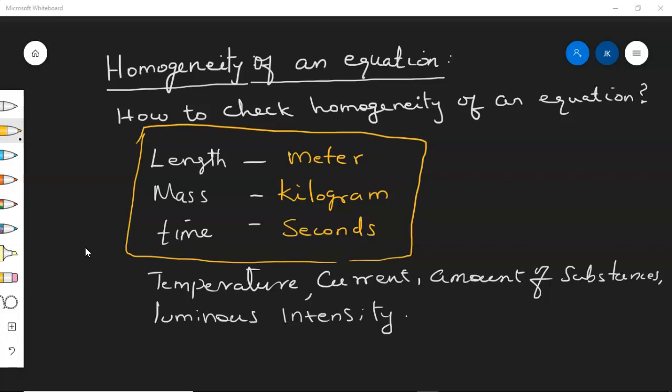and the unit of length is meter, mass kilogram, time seconds, temperature Kelvin, current ampere, amount of substance mole, luminous intensity candela. From these 7 base units, other units can be obtained by performing different operations like multiplication and division with the base units to describe derived quantities.